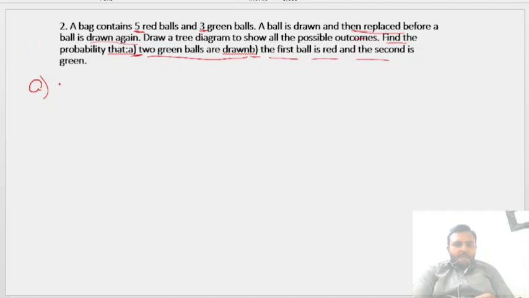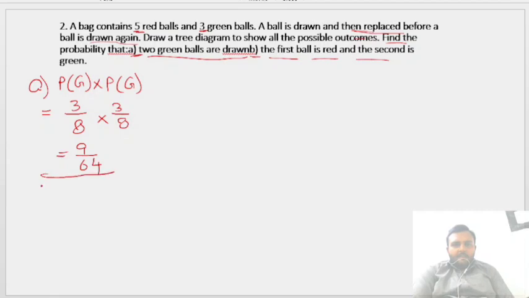So it must be simple. You can write probability of green into probability of green, because we need to find the two green balls. So probability for green, it must be 3 upon how much? So total are 8, times again 3 upon 8. So it must be 9 upon 64. So this is the first part that we have finished.